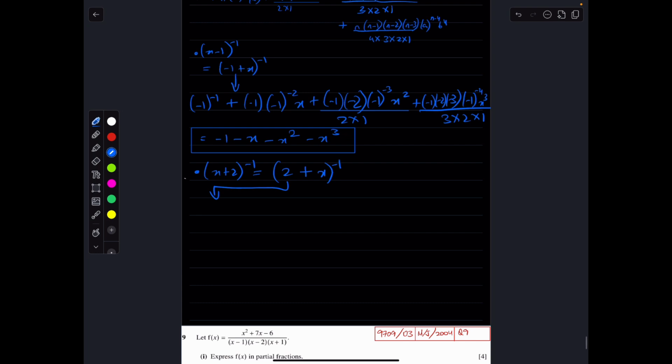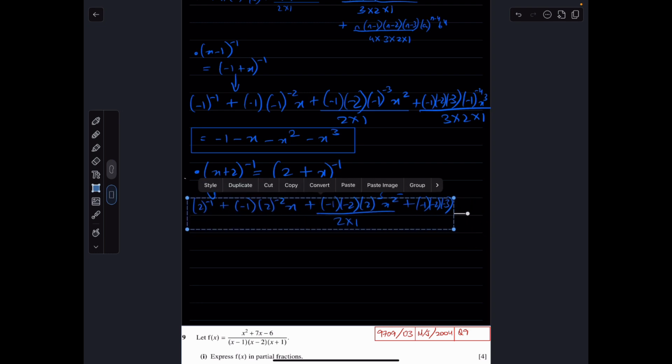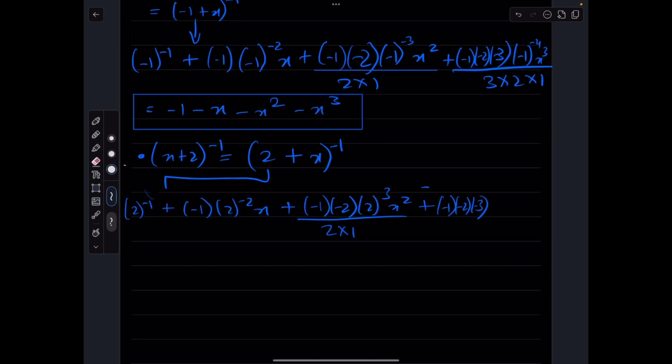So I have 2 to the power minus 1, and minus 1 to the power minus 2 x. Then minus 1, minus 2, 2 to the power minus 3 x square. This turns out to be 2 into 1 plus minus 1 minus 2 minus 3. I'll have to reduce the size, and this is 2 to the power minus 4, because minus 1 minus 3, and x cube.